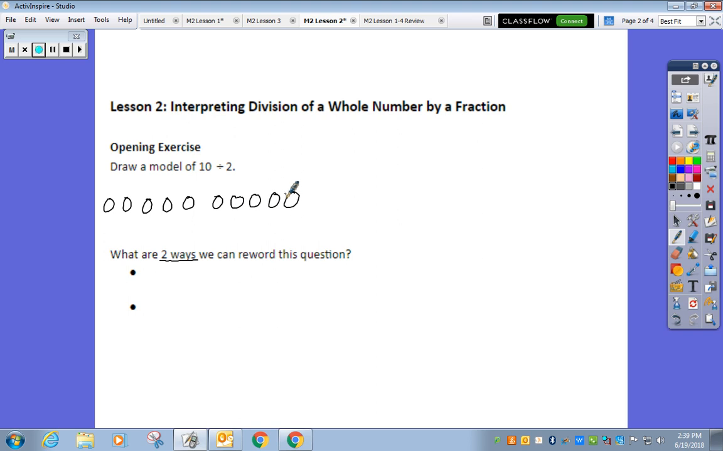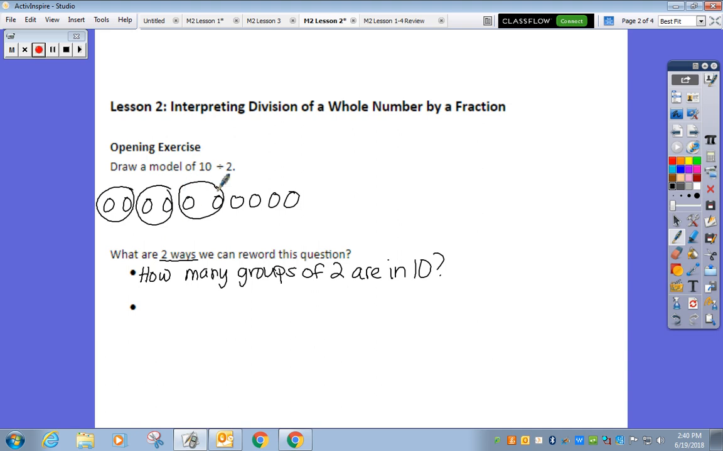and reword this question to be how many groups of 2 are in 10. So I'm actually going to write that question down here as we're working. So how many groups of 2 are in 10? Okay, so I have my 10, and I'm going to circle groups of 2. So I've got 1, 2, 3, 4, 5 groups of 2 in 10. So 10 divided by 2 would be 5.